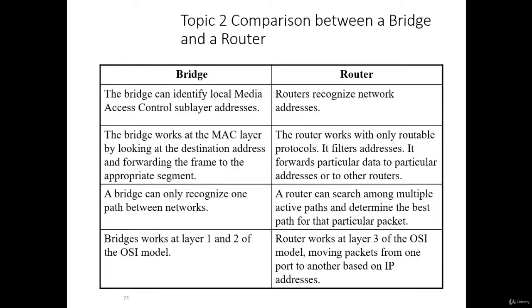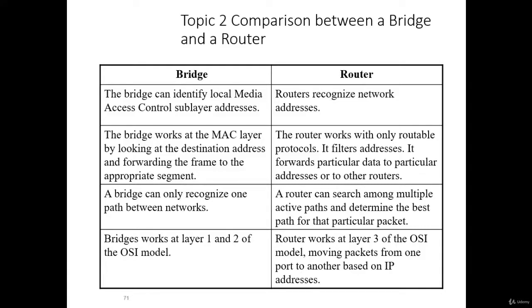Comparison between a bridge and a router. The bridge can identify local media access control sublayer addresses. Router recognizes network addresses. The bridge works at the MAC layer by looking at the destination address and forwarding the frame to the appropriate segment. The router works with only routable protocols. It filters addresses. It forwards particular data to particular addresses or to other routers.